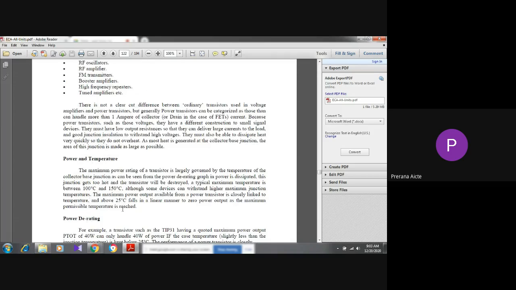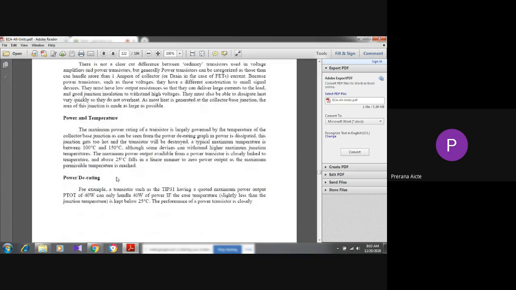So next one, power and temperature. The maximum power rating of the transistor is largely governed by the temperature of the collector junction. As can be seen from the power derating graph, if the power dissipated is too high, the junction gets too hot and the transistor will be destroyed. The typical maximum temperature is between 100 to 150 degrees. If the temperature is very, very high, there is a chance of damaging the transistor, so we have to maintain proper temperature.